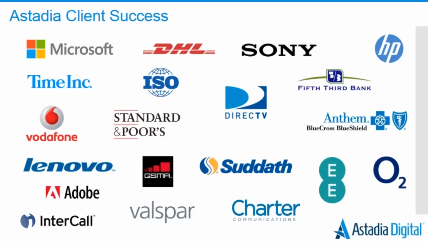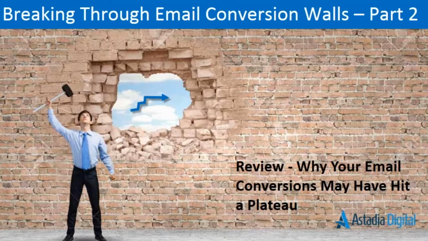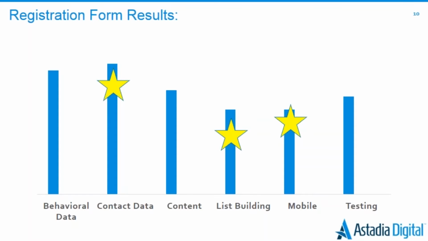So now we're going to talk about reviewing why your email conversions may have hit that plateau. Based on the questions that were asked and the responses we received when you registered, we developed today's content based on the top 3 results, which, as you can see, are in line with part 2 of our series here: the contact data, list building, and mobile. We'll review a little bit of the other 3 topics. However, they were covered in more depth in part 1, which you can view by visiting our website for more information. And as Greg said, we'll be sending out a link when this broadcast is over.